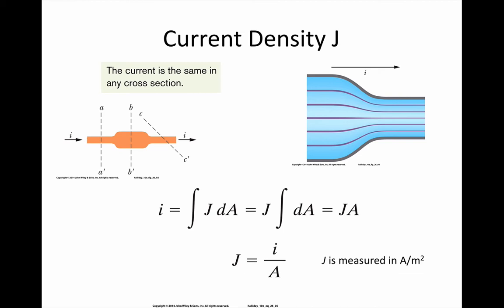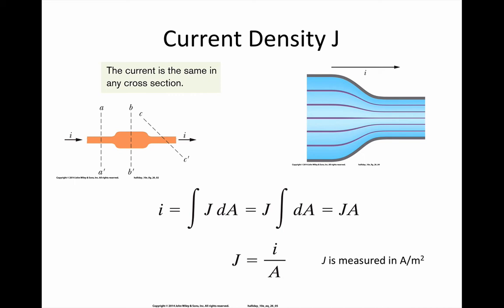So it is measured in amps per square metre. You can see that the current I then is the integral of J over the cross-sectional area A of the wire. But we're just looking at uniform current density, and so J is just current I over area.